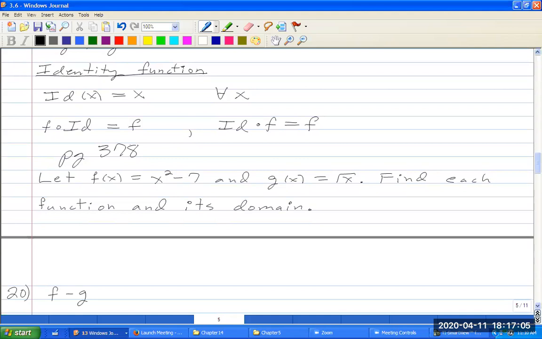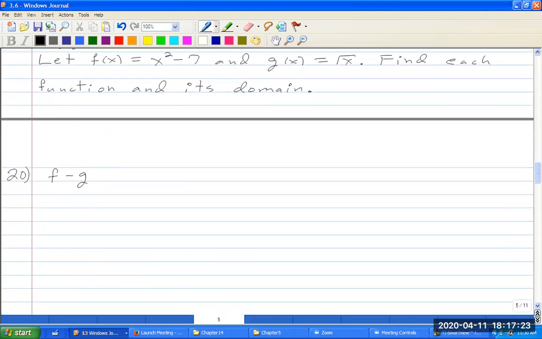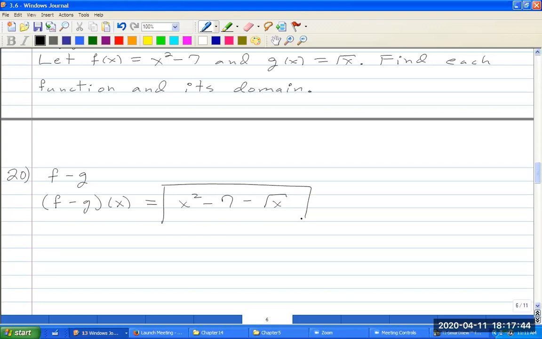Let me do some examples. On page 378, let me do problem number 20. Let f of x equal x squared minus 7 and g of x equal the square root of x. Find each function and its domain. Okay, so let's look at f minus g. This is just f of x minus g of x, and that is your answer. Next, I want to find its domain.